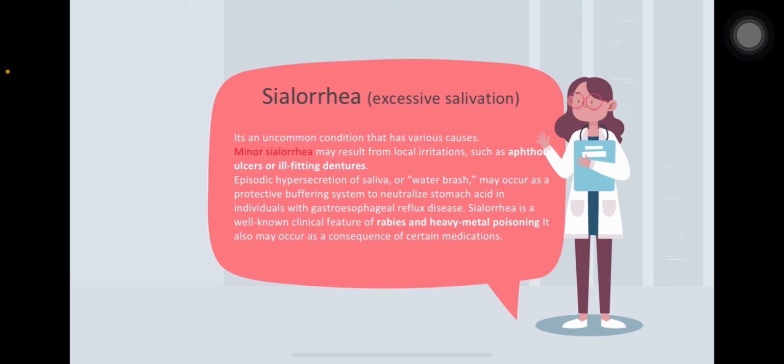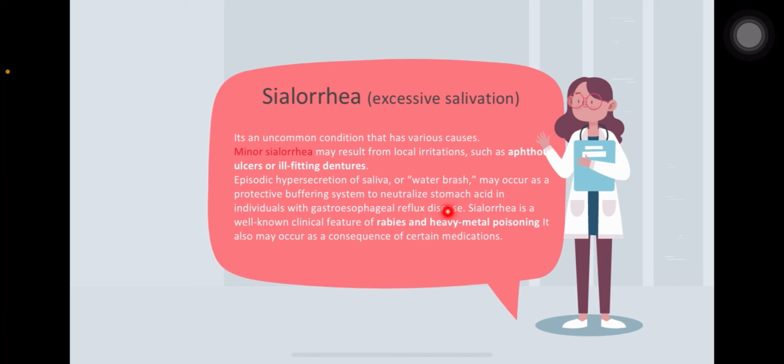The next topic we're going to talk about is sialorrhea. Sialorrhea is an uncommon condition that has various causes. Minor sialorrhea may result from local irritation like aphthous ulcers and ill-fitting dentures. Episodic hypersecretion of saliva, or what we call water brash, may occur as a protective buffering syndrome to neutralize the stomach acids in patients who are suffering from gastroesophageal reflux disease.